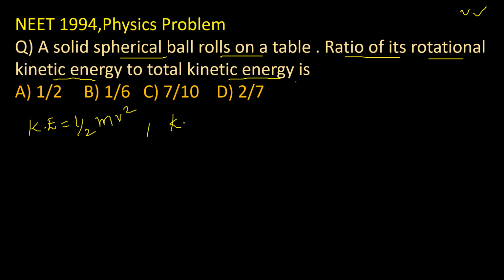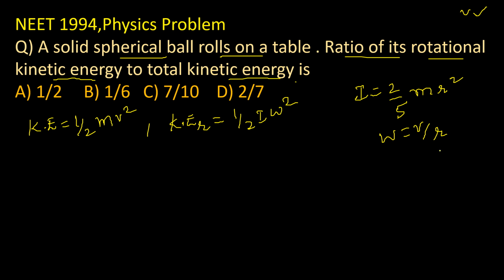Rotational kinetic energy, KE rotational, is half into I into omega square. So I is 2 by 5 of mr square, because it is a solid spherical ball, and omega we know is v by r. So if you substitute that, we get 1 by 2 into 2 by 5 mr square into v by r whole square.